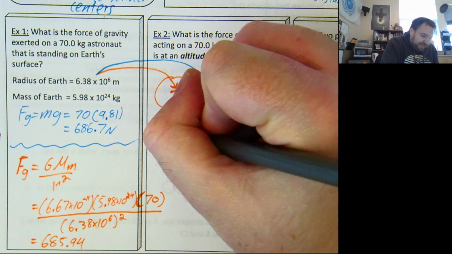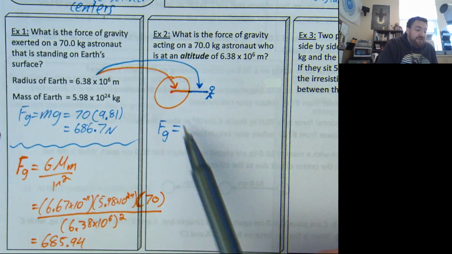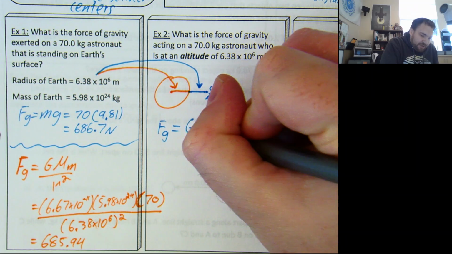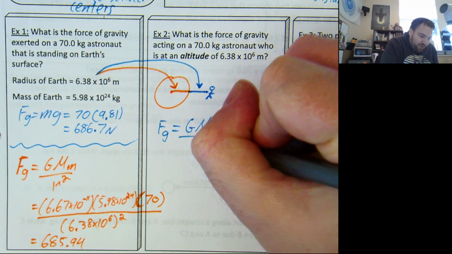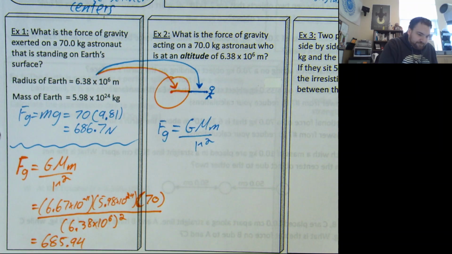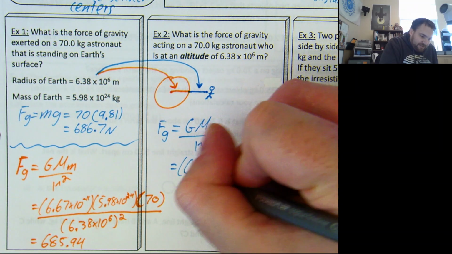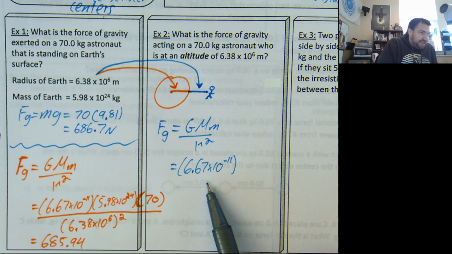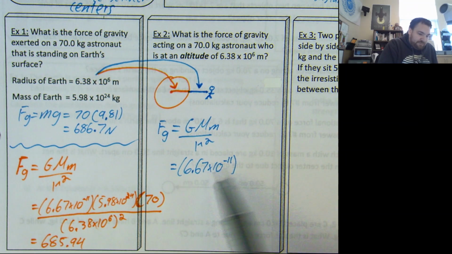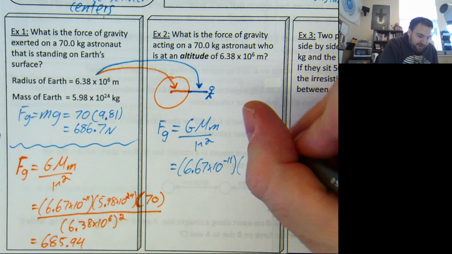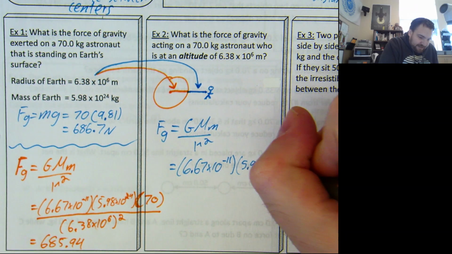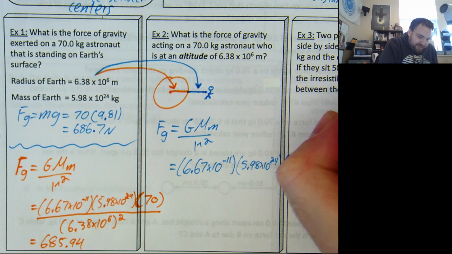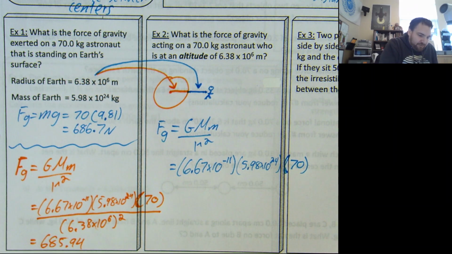Well, Fg. Now we have to use universal gravitation. This is only good at or near the Earth's surface. So Fg is going to be equal to GMm over r squared. And that's going to be 6.67 times 10 to the negative 11. This value you do not have to memorize. It's on your formula sheet. The mass of the Earth is 5.98 times 10 to the 24. Also on your formula sheet. The mass of our astronaut is 70. Not on the formula sheet.